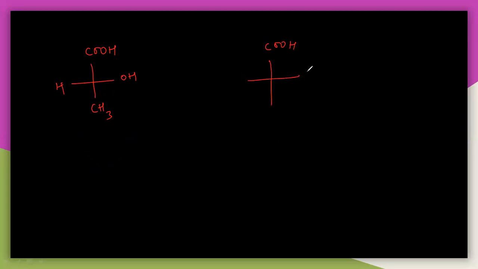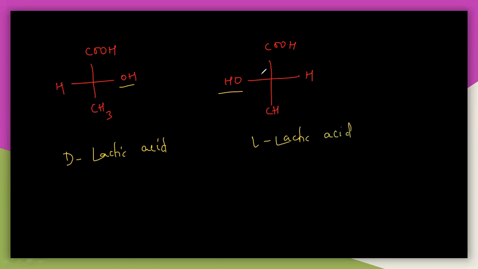COOH, this is H, and this is another enantiomer, that is CH3. See here, observe this: here again this is the OH which is on the right side, and here it is on the left side. So this is D-lactic acid and this is L-lactic acid. And you need to understand this has only one chiral carbon.